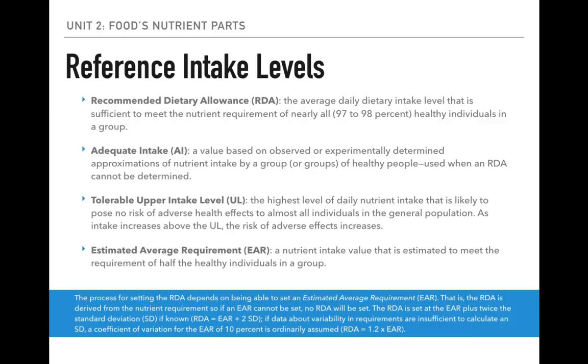Adequate intake is used if we've not yet determined the mean and the standard deviation, but there is observational data that allows for an approximation of what the requirements might be for most people. So it's the next best thing to an RDA. And then we have the tolerable upper intake level, which is self-explanatory. It's the highest amount of a nutrient that you can safely consume, and if you go above this amount, then you're at risk for adverse effects. And the estimated average requirement describes the amount of a nutrient necessary to meet half of the group's requirements.